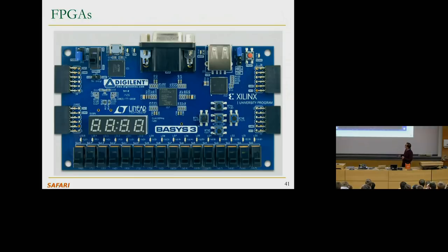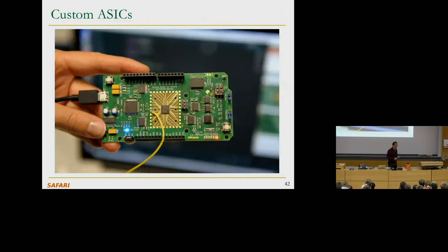You can emulate how the microprocessor operates by programming the gates and the lookup tables and the interconnect on the FPGA. There's also custom ASICs. These are application-specific integrated circuits. We're not going to go into these, but these are basically chips that are designed to run a particular program only, or a particular class of programs only.